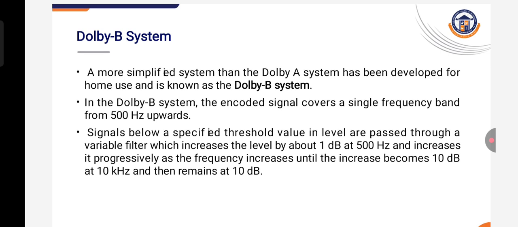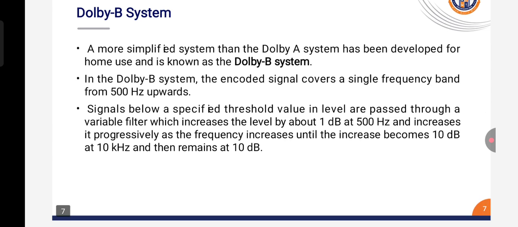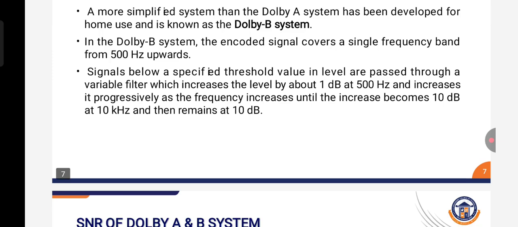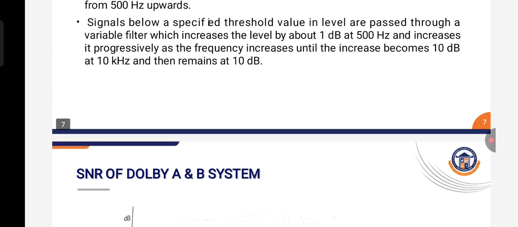So next, the Dolby B system, a more simplified system than the Dolby A system, has been developed for home use and is known as the Dolby B system. In the Dolby B system, the encoded signal covers a single frequency band from 500 Hz upwards. The signals below the specified threshold level are processed through the variable filter, which increases the level by about 1 dB at 500 Hz.